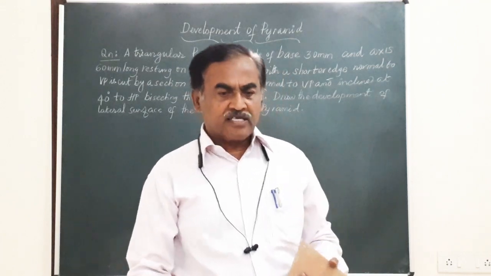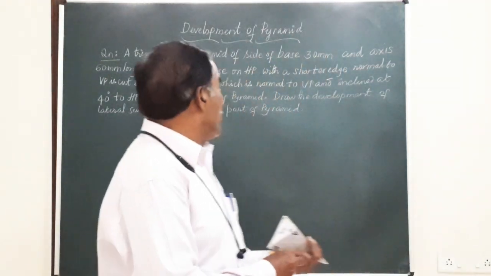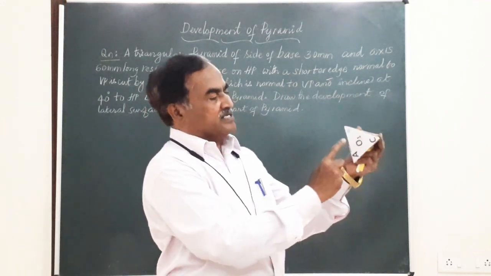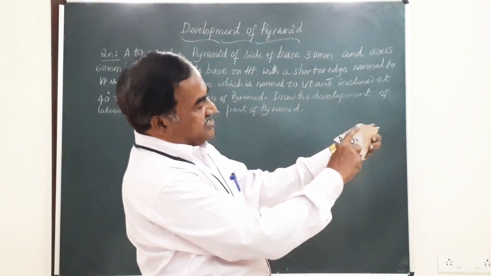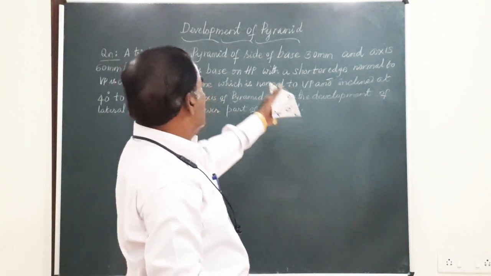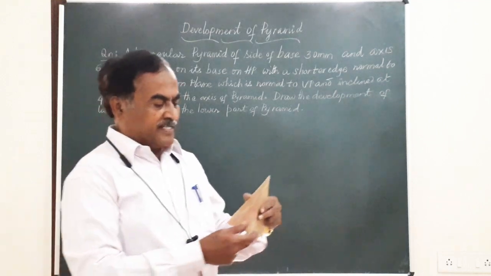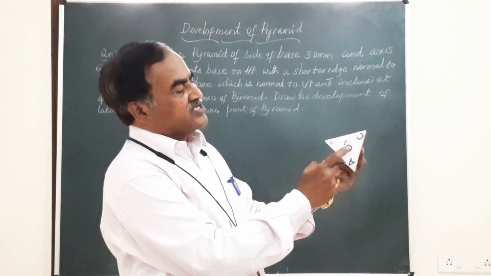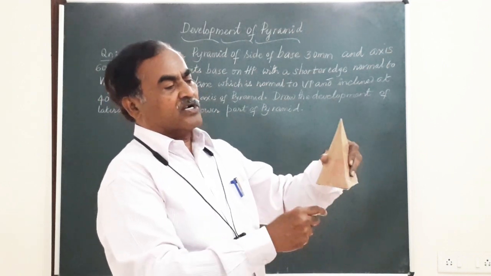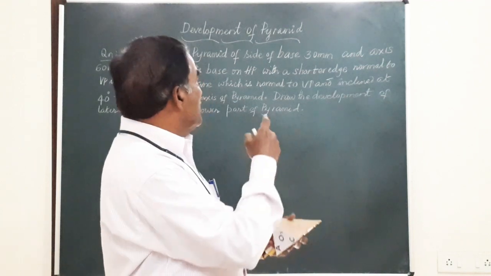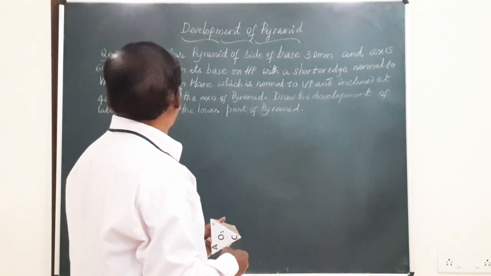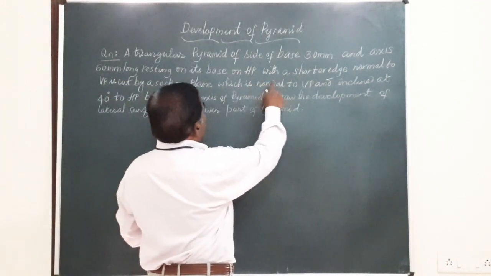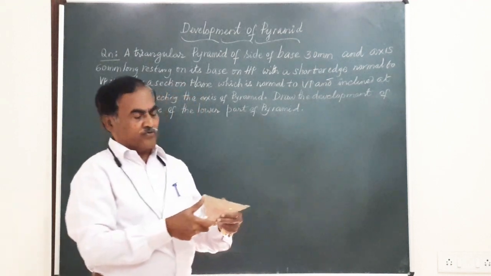Now, in today's session, we have a problem on a triangular pyramid having side of base 30 mm. That is, the base edges AB, BC, CA all have the dimension of 30 millimeter, and the axis, the dimension measured from the center of the bottom face to the vertex, is called the axis of the solid. It is given as 60 mm. So it has to rest on its base on HP with a shorter edge normal to VP.